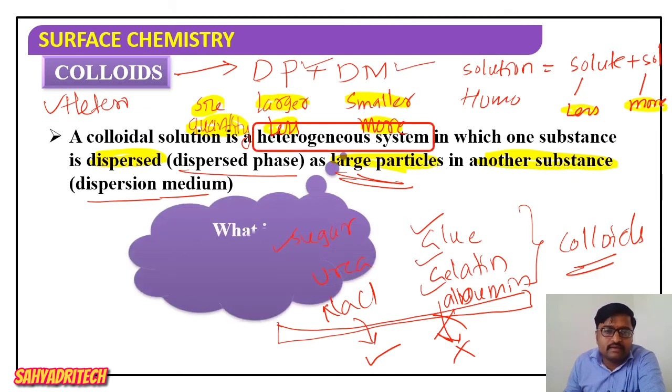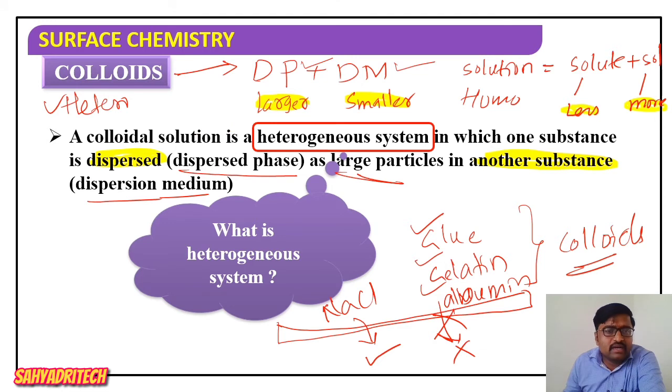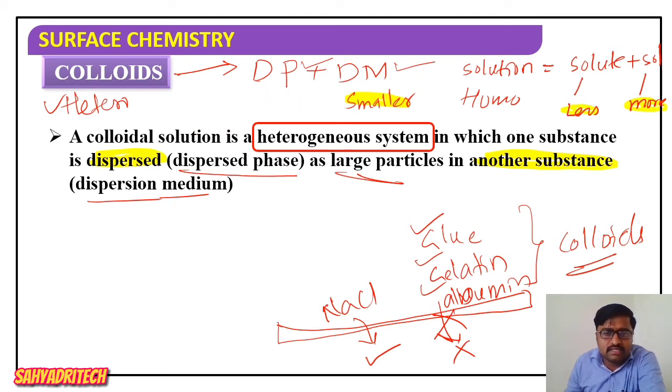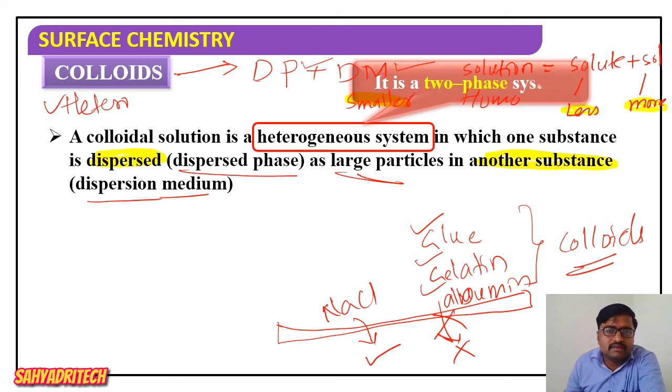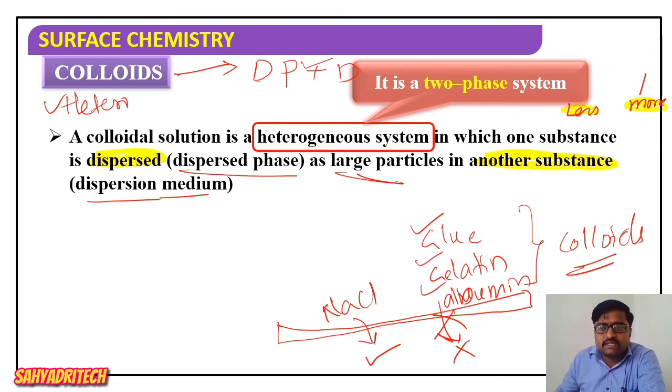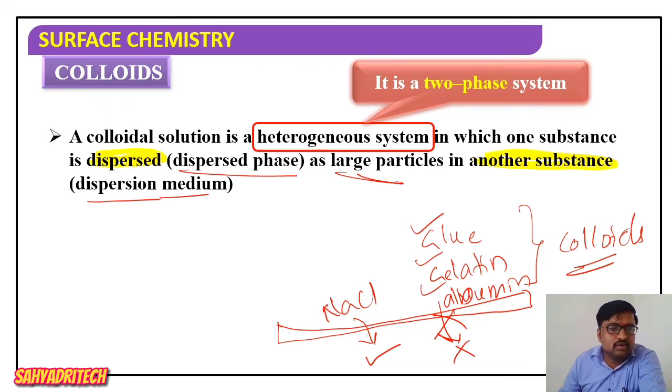Now if I consider heterogeneous system, what we said here, the colloidal solution is a heterogeneous system. What do you mean by heterogeneous system? It is going to have more than one phase. While dealing with solutions, what we said: if any mixture is going to have more than one phase, then it is named as a heterogeneous system. If they have only one phase, homogeneous. If they have more than one phase, then it is named as a heterogeneous system.